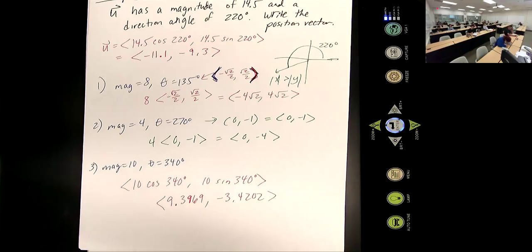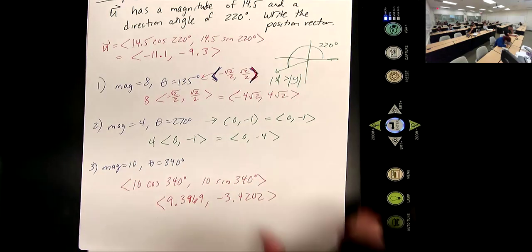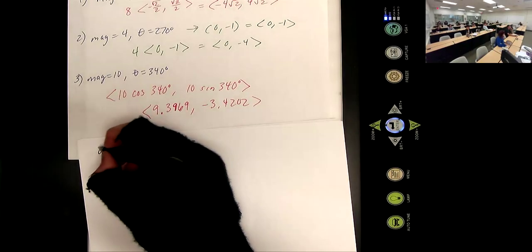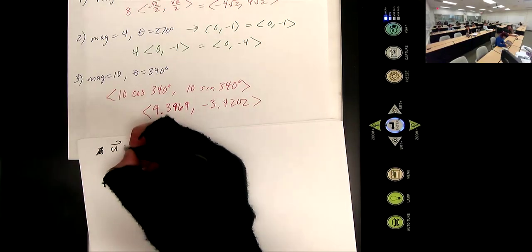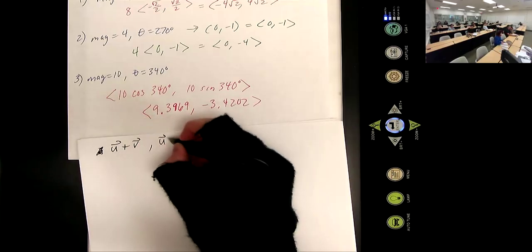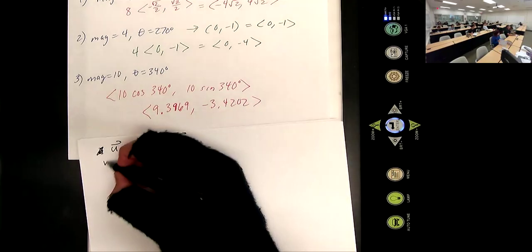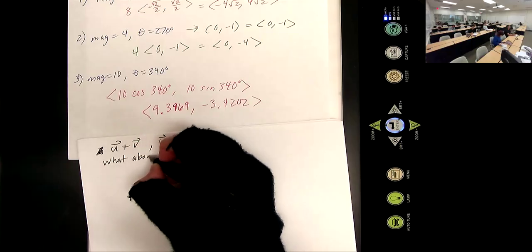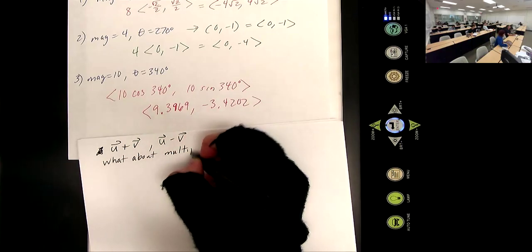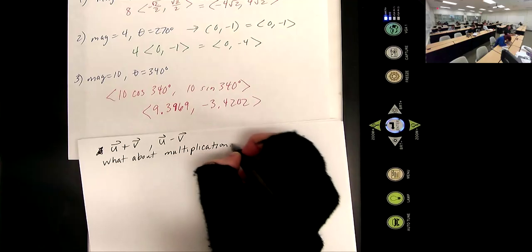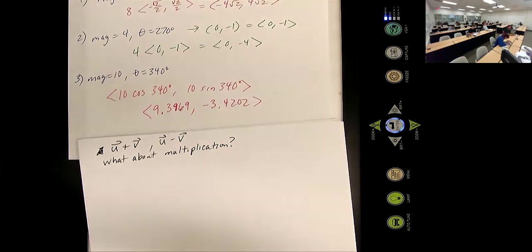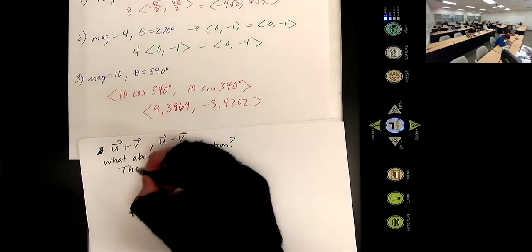Alright, so we did addition and subtraction of vectors, right? We did vector u plus v. We did u minus v. What about multiplication? It turns out there are 2 forms of vector multiplication, though we're only going to do one in this class.